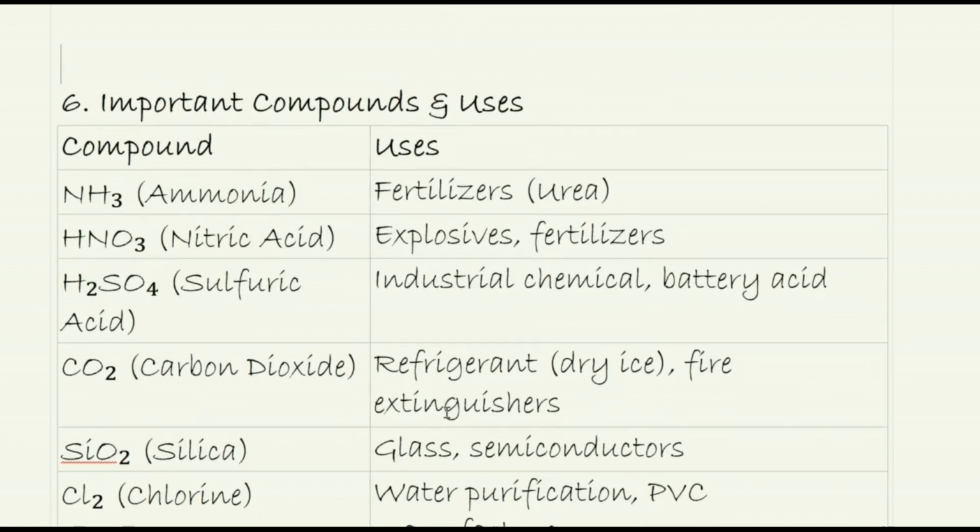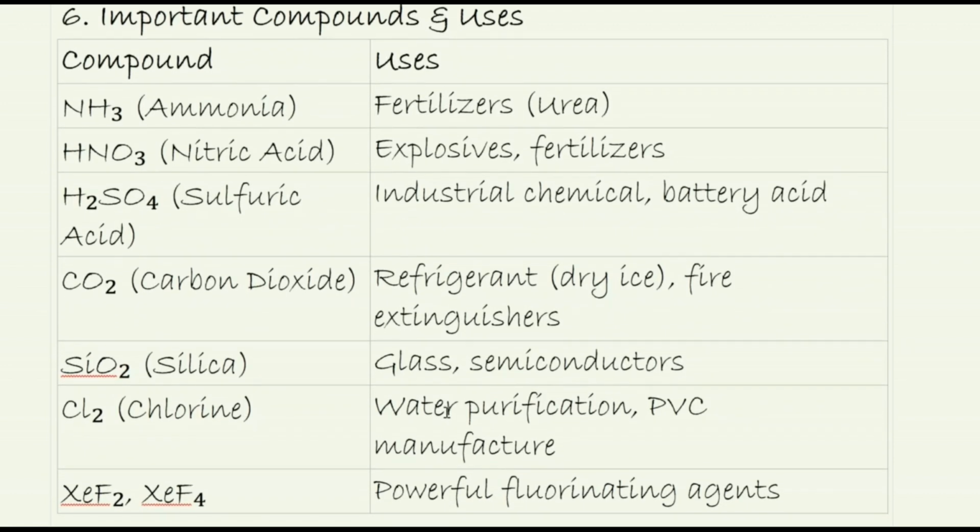Then uses. It's not in your syllabus, but for people who are aiming for other entrance exams, you can go through this. Ammonia, for example, is used as fertilizer. And nitric acid is used in explosives as well as fertilizers. Sulfuric acid, these are some important properties which were asked in the previous year papers as well. Battery acid, that is sulfuric acid.